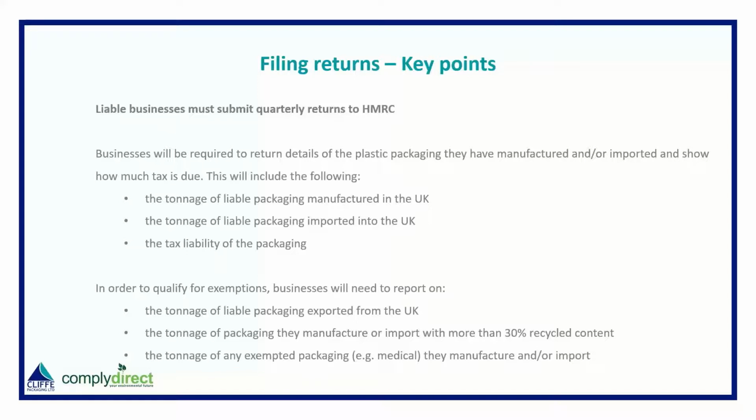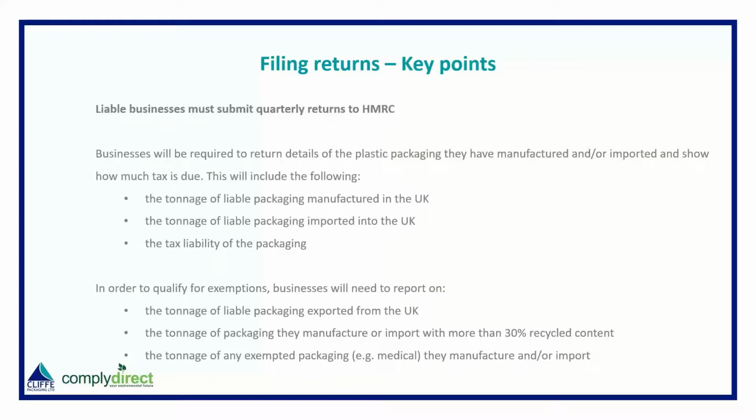And alongside that, if you actually have a liability under the tax, you'll be required to return details of how much tax is due. Now, the way that will be calculated is by saying what tonnage of liable packaging you've manufactured, if you're a manufacturer, what tonnage of liable packaging you've imported, if you're an importer, and then by multiplying those tonnages by £200 per tonne, what the total tax liability of your business has been for that previous quarter.